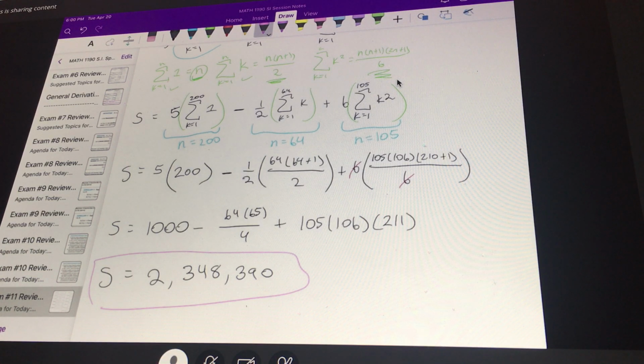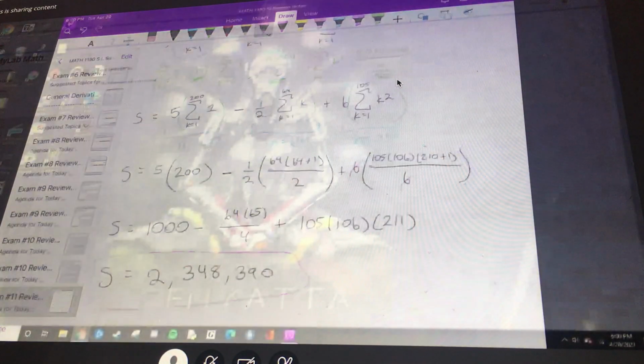So do you guys see what I mean by the process is pretty much the same if you structure it that way every time.